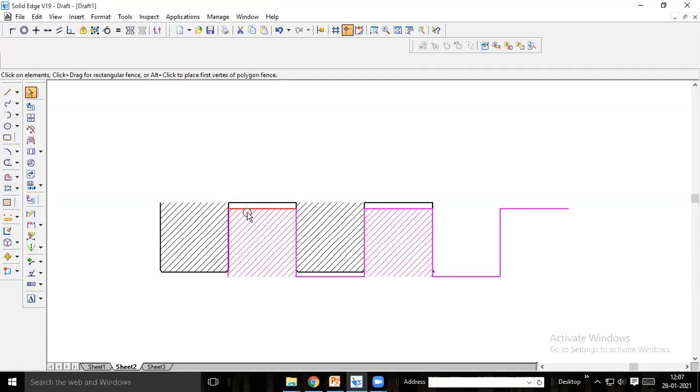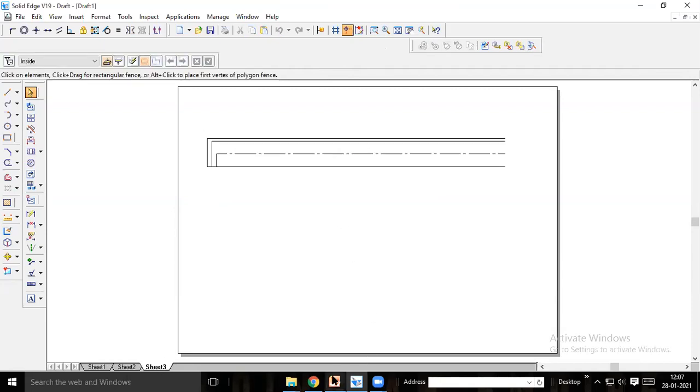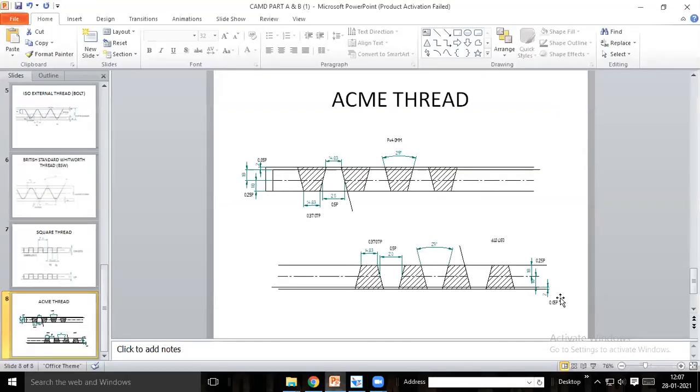Yes, sir. So in square thread, clearance is given only for the internal thread, whereas in Acme, clearance is given for both internal and external. In Acme thread, the difference is that for both internal and external thread profile, the clearance will be given.